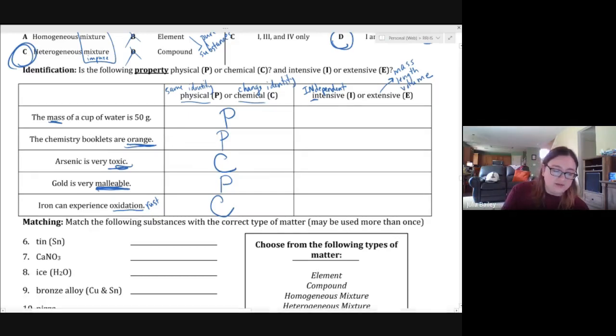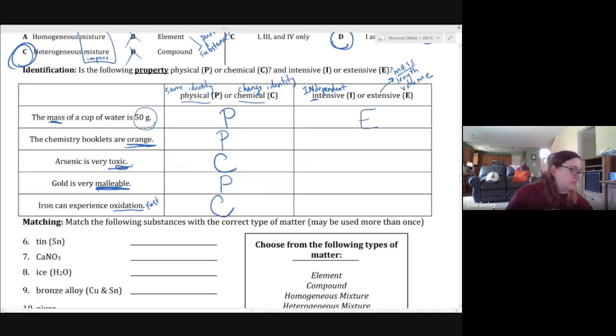So we look at these. The mass of a cup of water is 50 grams. Mass, oh, we just wrote that down, is an extensive property. If I had more water, the cup of water would weigh more. So if I have more stuff and the value changes, that tells me that's an extensive property.